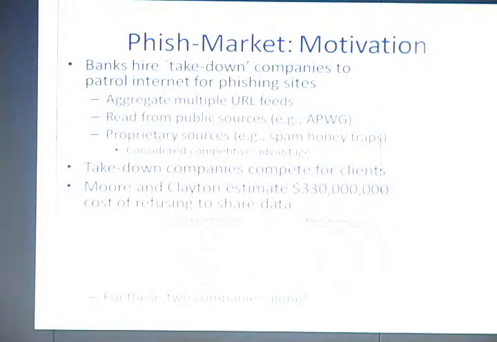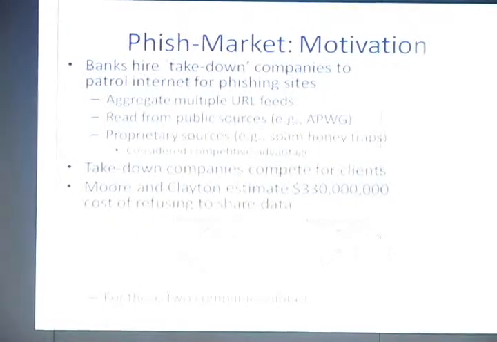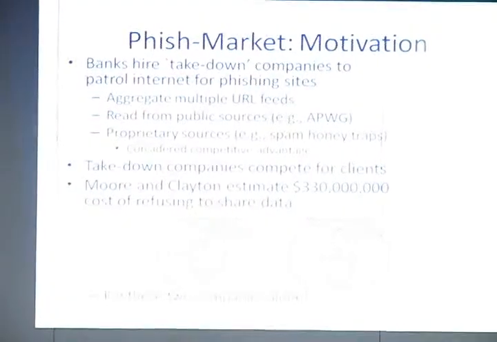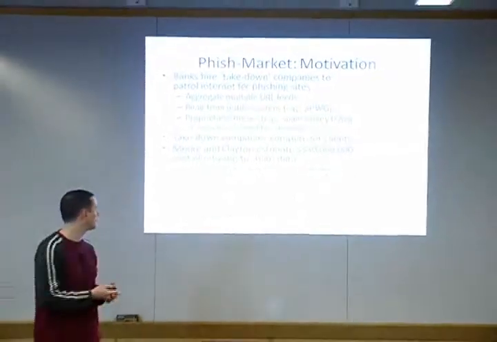So Moore and Clayton managed to get actual phishing URL feeds from 2 of these companies and did an empirical study, and they compared how many sites were known to one but should have been known to the other, and vice versa. And also, they estimated how much the banks were losing because the sites that weren't known to the proper takedown company weren't being taken down fast enough. And it turns out that just for these 2 companies whose data they got, the estimation was something like $330 million a year. So this is a very bad problem for the banks.